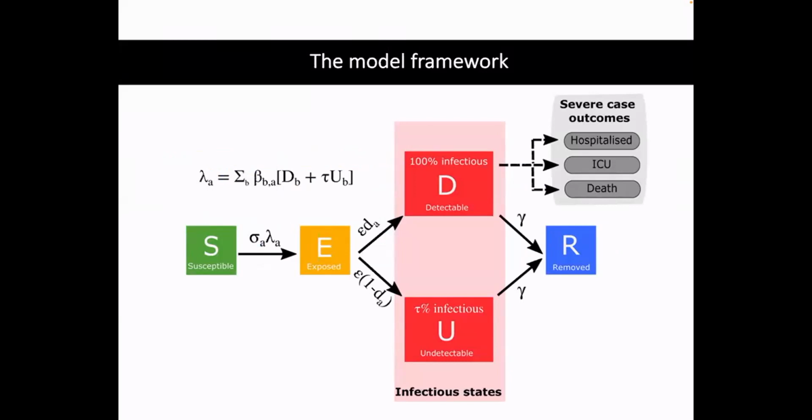So what's the model? So we have a susceptible, as we discussed. So part of the population is susceptible. And then the susceptible ones enter into a latent stage, which is the exposed stage. And then from exposed, you get the infectious states. So one is detectable and the other one is undetectable. From the detectable ones, you can be hospitalized, ICU.